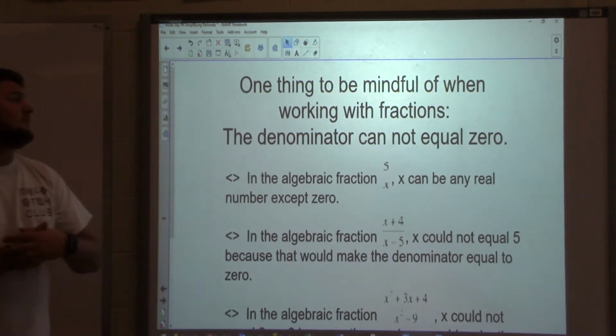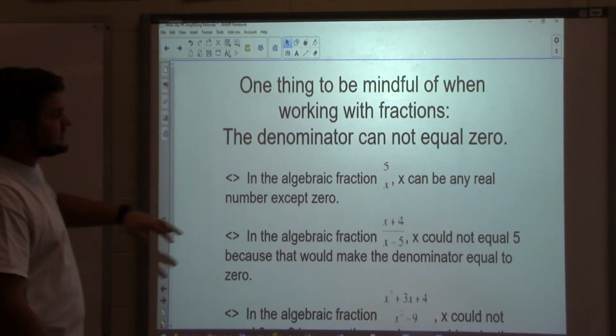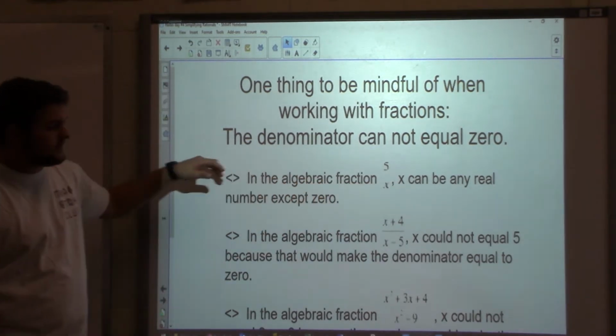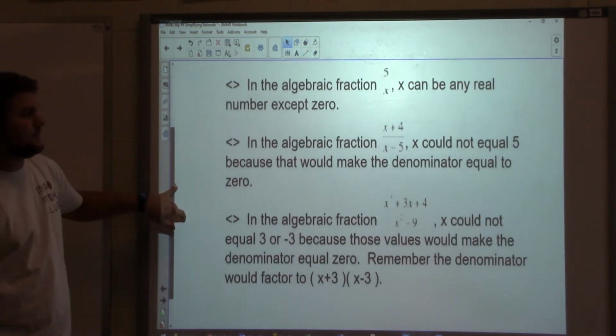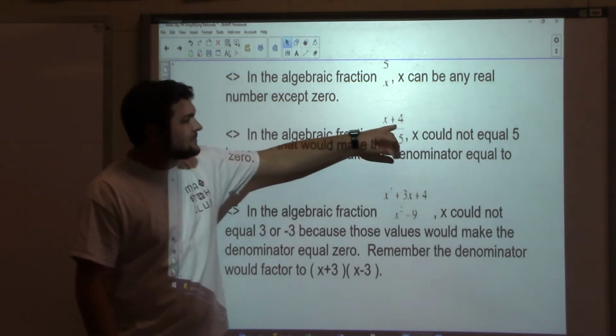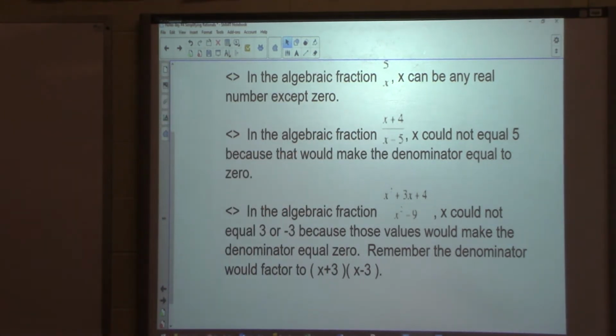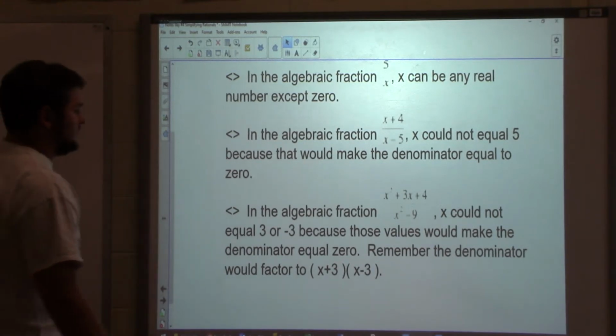One thing to be mindful of when working with fractions, remember the denominator cannot equal 0. We've talked about this. Restrictions. 5 over x can be any real number except 0. Can't equal 0. We've talked about this when we did restrictions on, was that day 1 we did restrictions? Right, yeah. If we had x plus 4 over x minus 5, x cannot equal 5 because it would make our denominator equal 0. Those are all restrictions. Alright?